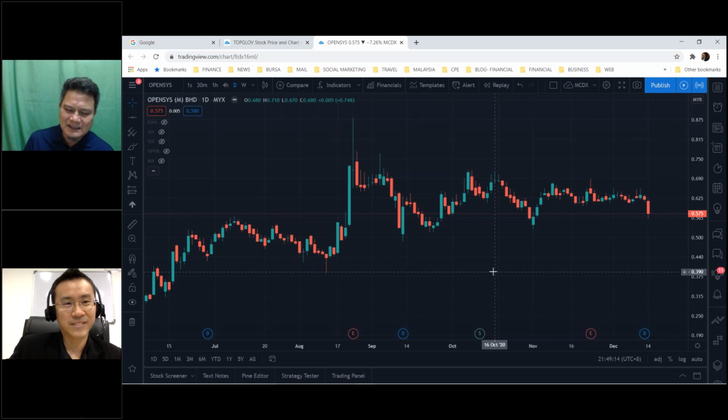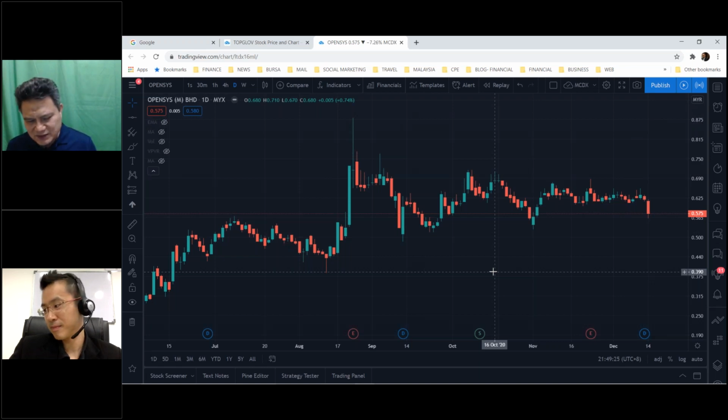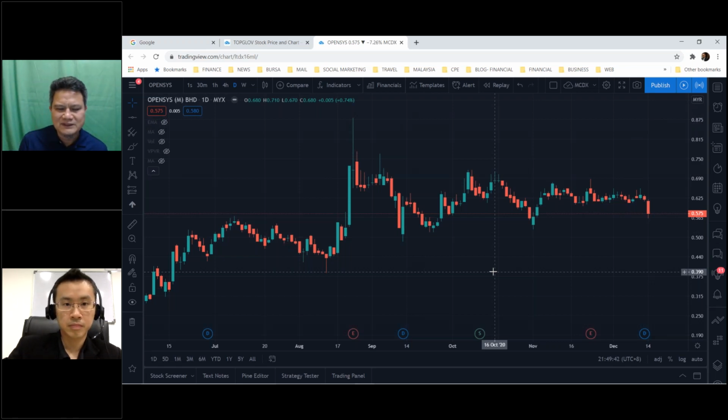Some of these smart money operators can create a reversal or a continuation, but it's only for the short term. It cannot be long term. Let's say one candle, yes, they can do it, but other than that, it's very difficult. It's very difficult for them to do it for the long term.